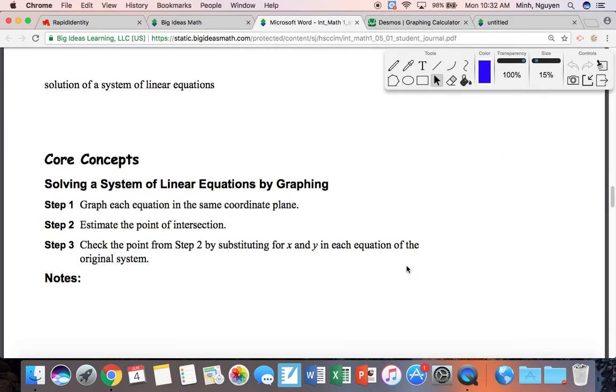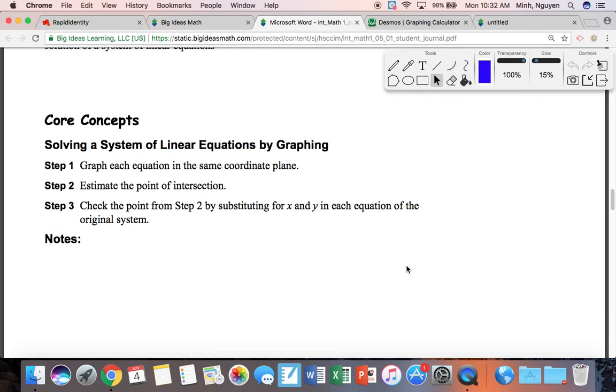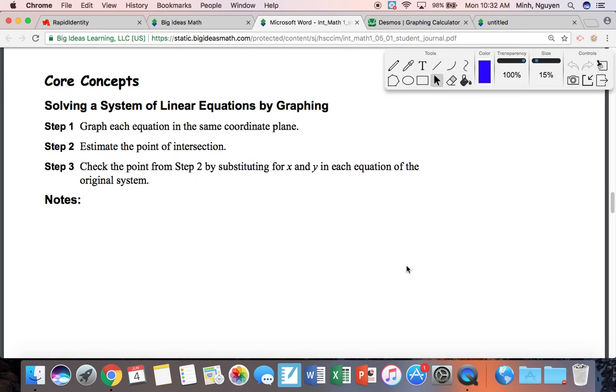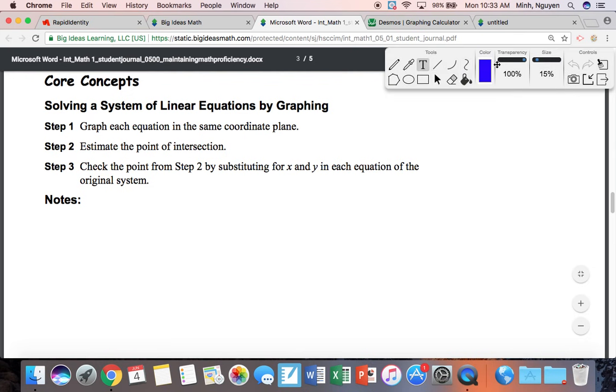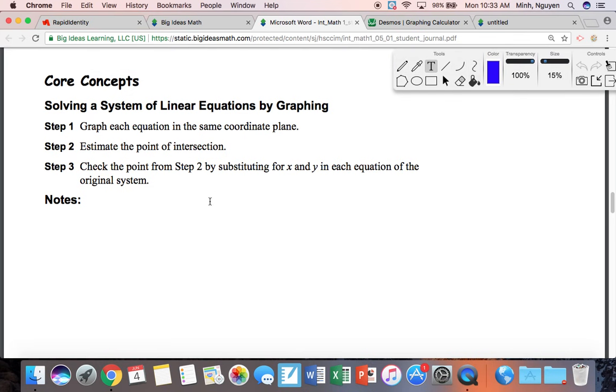So we're just going to head on down over here. Core concepts. Solving a system of linear equations by graphing. Graph each equation in the same coordinate plane, estimate the point of intersection, and check the point from step 2 by substituting for x and y in each equation of the original system. So as an example, I'm going to come up with two equations. One is y equals x plus 2, and the other one is y equals 2x.